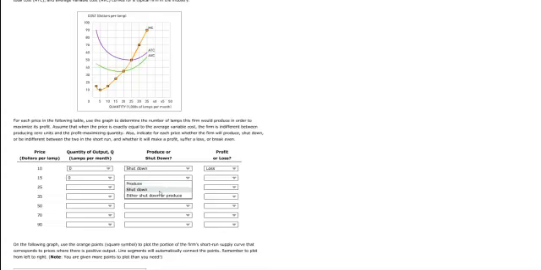You will be at a point of shutdown, and again you are making a loss because you're not even covering your variable cost. At the price of $25, you're in exactly the same boat. You're not going to produce anything. You're at a point of shutdown, and there's going to be a loss being made.